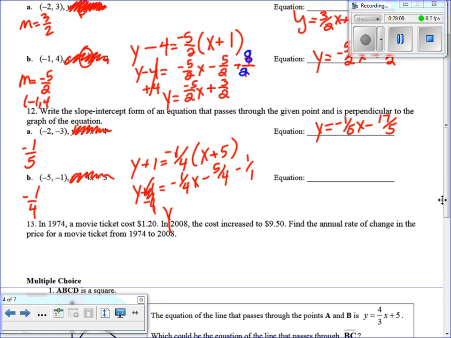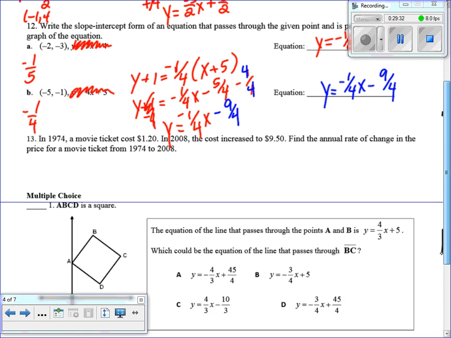Again, because I have fractions here, go ahead and make that into a fraction. Get a common denominator. So your common denominator would be 4. So instead of negative 1 over 1, we have negative 4 over 4. You're subtracting both of those, so that would be negative 9 over 4. So we have y equals negative 1/4 x minus 9 over 4.